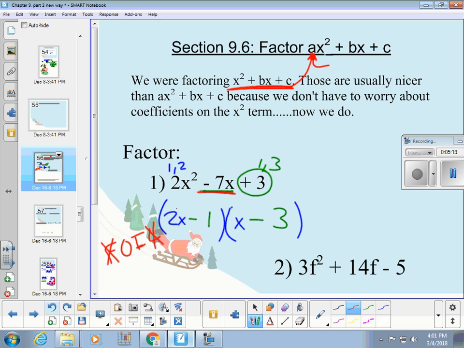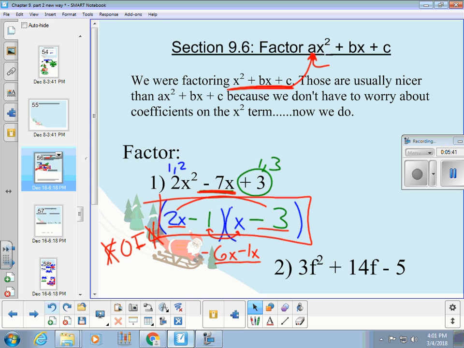So the O of FOIL, remember, is the outside term. So I'm multiplying 2x times negative 3, and that gives me negative 6x. And then the I of FOIL is the inside term. So negative 1 times x gives me negative 1x. And when I combine these, what do you know? I do get that negative 7x. So this is the correct way to factor that trinomial. Those two binomials, 2x minus 1 and x minus 3.